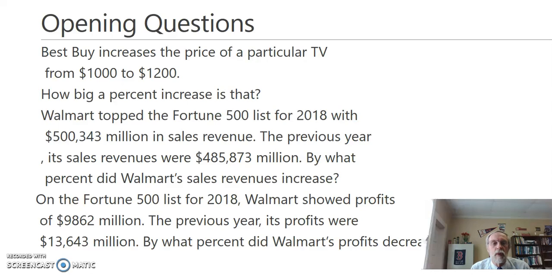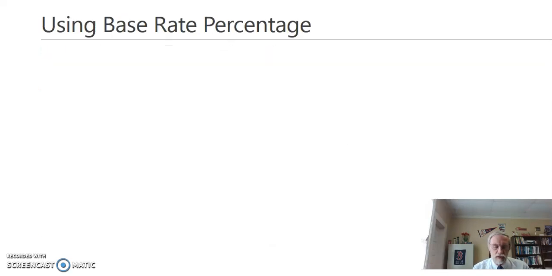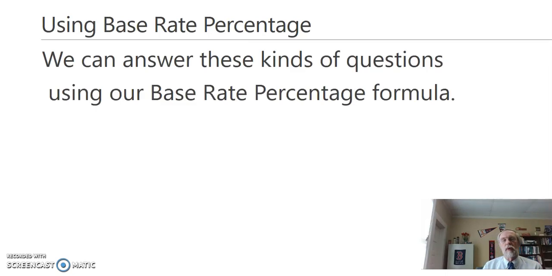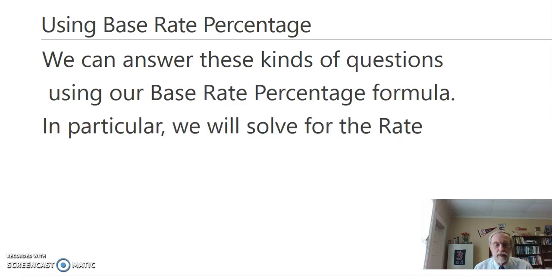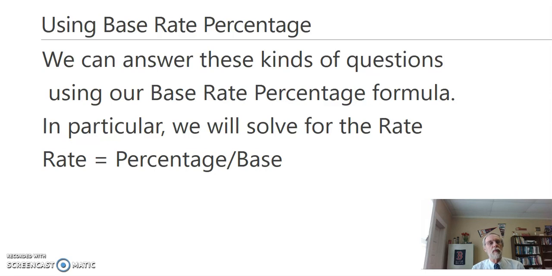So these are the kinds of questions that we're going to address, and we can do it using our base rate percentage formula. In particular, we're going to look at questions where we solve for the rate. So we're going to know the base and the percentage, and we want to figure out what is the rate. Remember, the rate is the sort of thing that's measured with a percentage sign, and the base and the percentage are going to be in the same amounts. It might be dollars in many cases, for example. And so we'll be able to use our formula and twist it around a little bit so that the rate is equal to the percentage divided by the base. Because the percentage and the base are going to be in the same units, we can actually do that division.